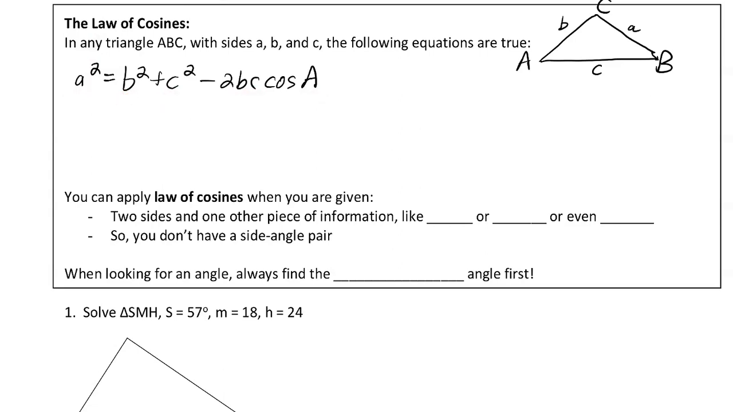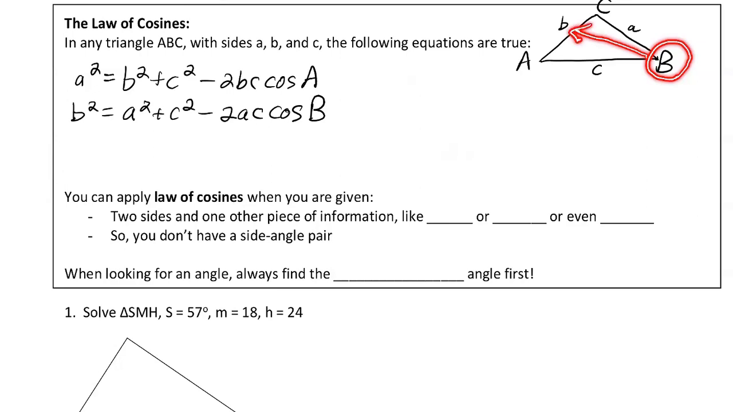We could also write, let's say if we didn't know angle A, but we knew angle B, we could write the equation like this, starting with the B. B squared equals the other two sides squared, A and C, minus 2 times A times C, and then cosine of what angle do you think? It would be angle capital B. So we'd use that type of formula if we just know this angle B. We'd start our formula with that side opposite of B.